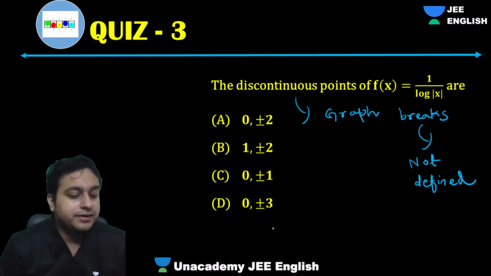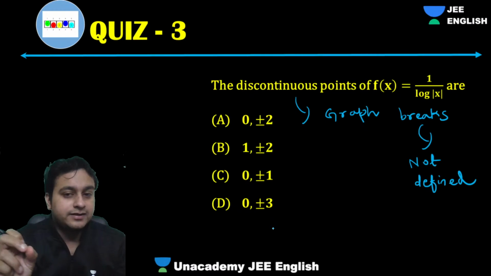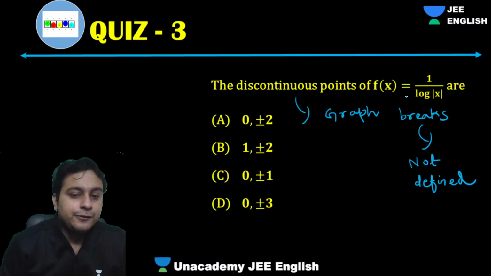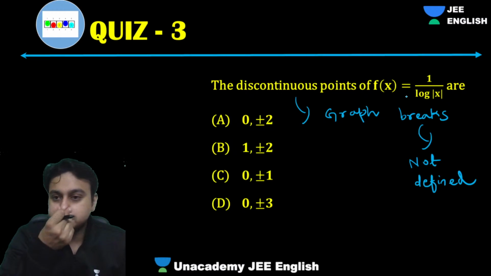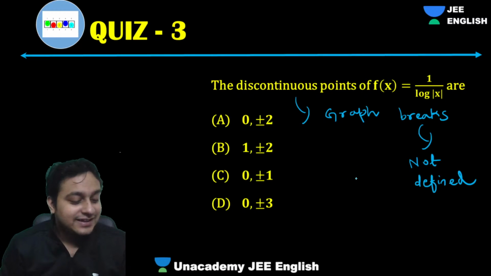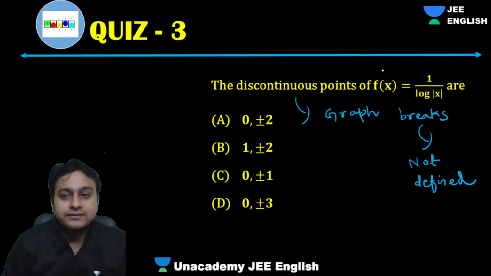The basic concept is that it should not break. So what will happen, guys? It's a rational function, 1 by log x. If you look into this point, I'll draw the graph with us. Don't worry, I'll draw that. Obviously, here you can see that it is a rational function, 1 by something.